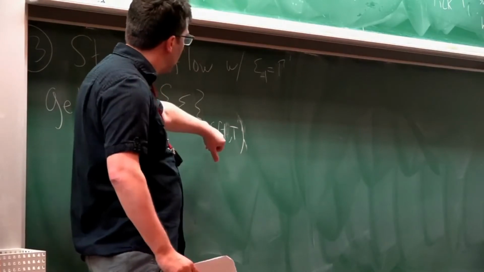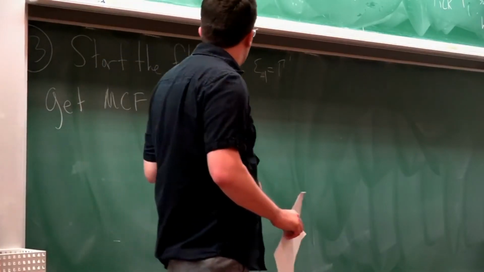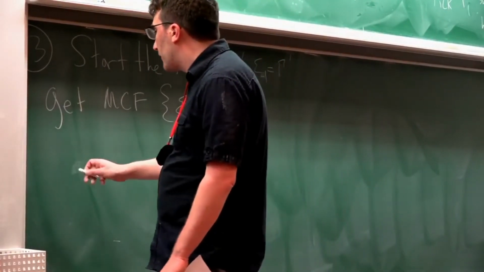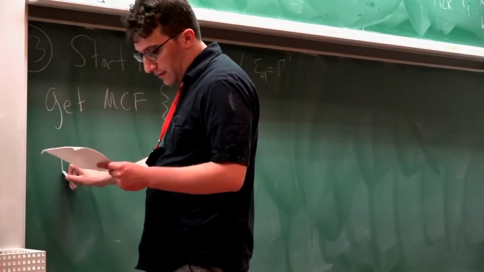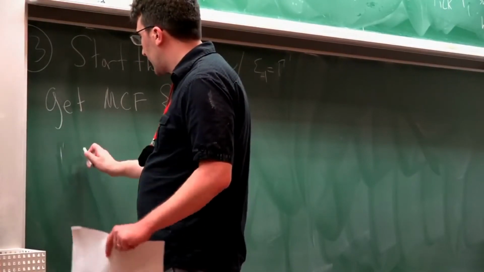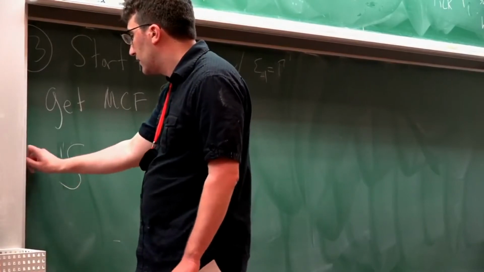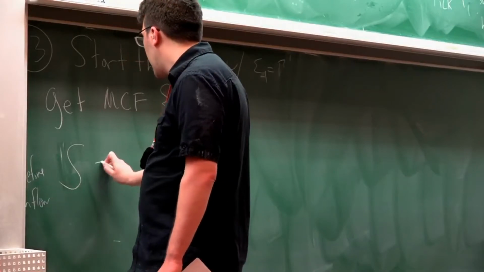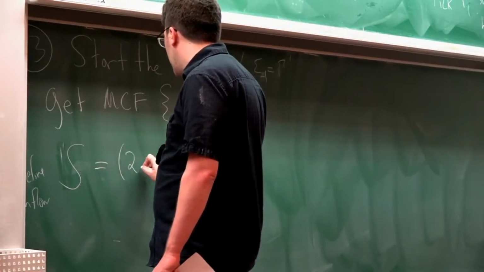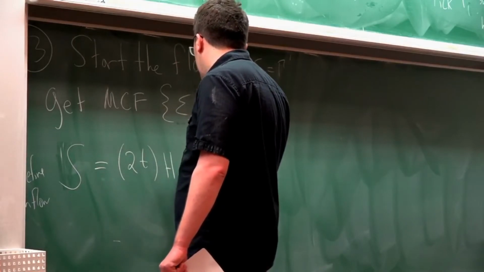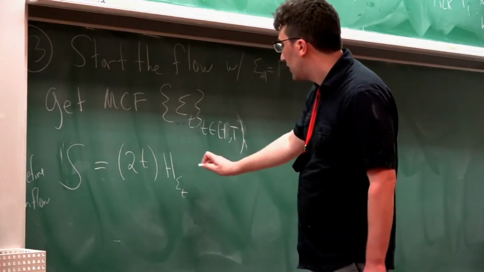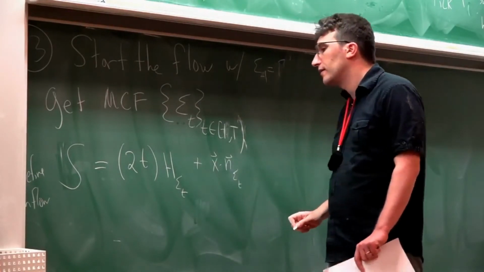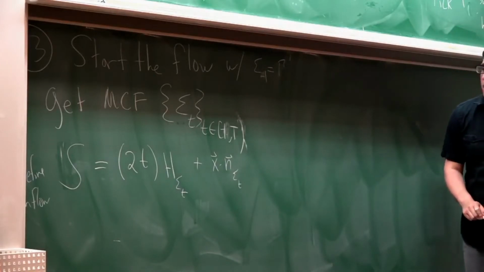Okay, so my initial time is at -1, and it's equal to gamma prime, and I run the flow. And so what we observe is that we're going to introduce a quantity S. So we define on the flow the function S, which is defined to be 2 times the time times the mean curvature of sigma t plus x dot n of sigma t. So the position vector dot n of sigma t.